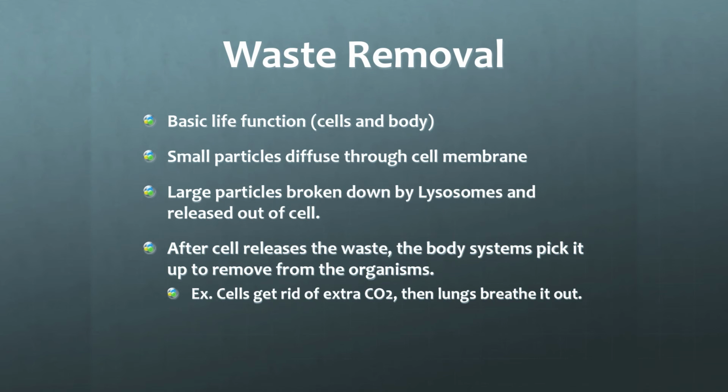Some ways a cell can get rid of waste is just by diffusing out of the cell membrane. So carbon dioxide is a waste product that your cells produce, that your cells will actually not have to push out. It just leaves through the cell membrane and goes through the blood and eventually out of your body when you exhale or breathe out. Larger particles are broken down by the lysosome, and then they're released out of the cell. Remember, we said lysosome, Lysol like the cleaner. They're our garbage truck, or their job is to break things down. After the cell releases that waste, the body systems pick it up and help remove it from the organism as a whole, like your urinary system, or again, your respiratory system when you breathe it out.